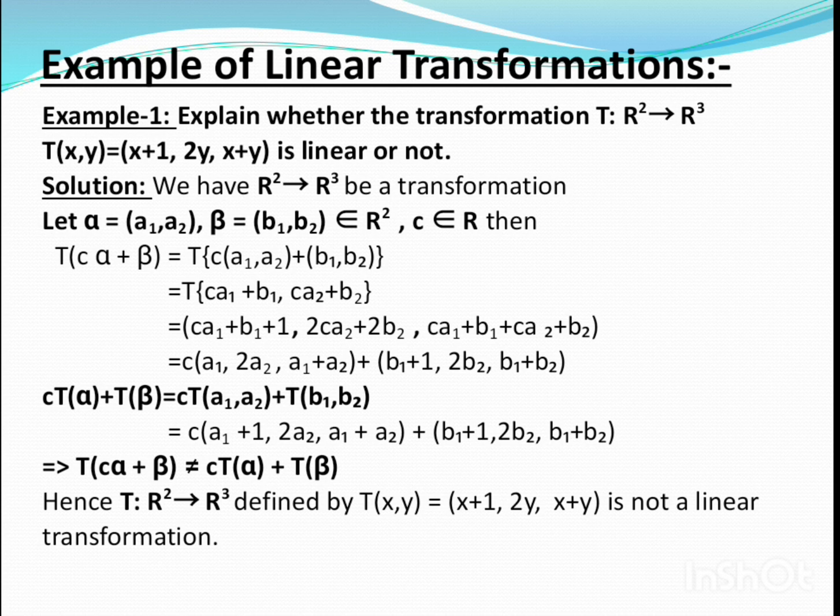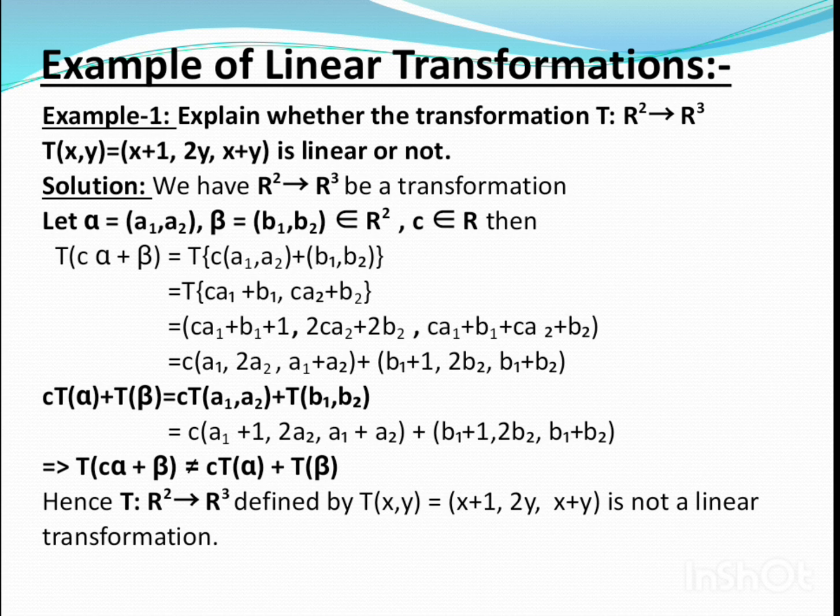Now we will see an example of a linear transformation. Here the question is to explain whether the transformation T from R square to R cube, T of x comma y equals x plus 1, 2y, x plus y, is linear or not. Here we have to show whether the given function is linear or not.